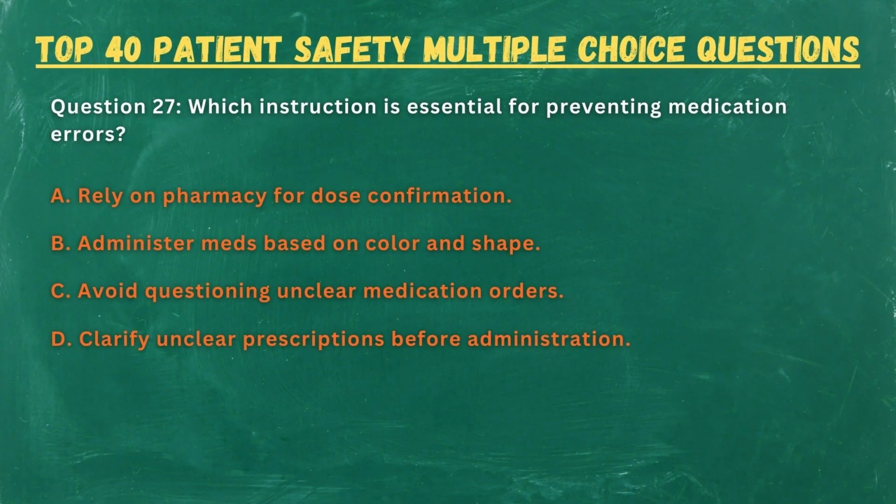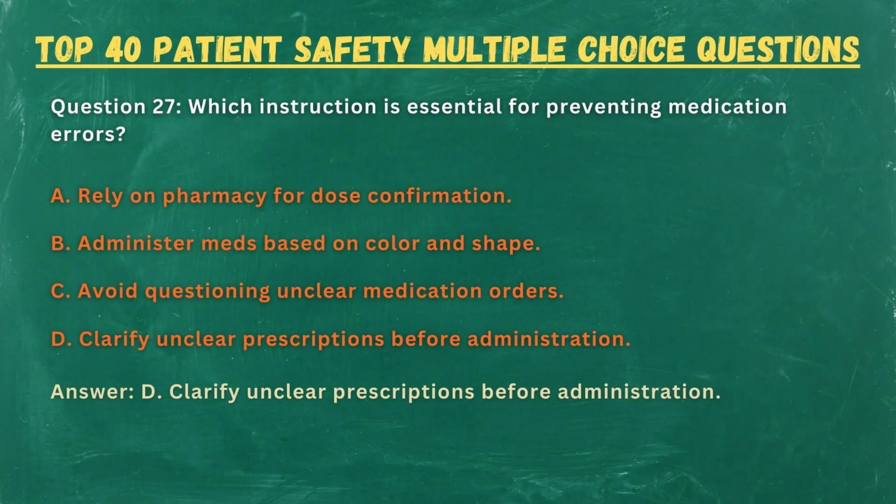Question 27. Which instruction is essential for preventing medication errors? A. Rely on pharmacy for dose confirmation. B. Administer meds based on color and shape. C. Avoid questioning unclear medication orders. D. Clarify unclear prescriptions before administration. Answer: D. Clarify unclear prescriptions before administration.